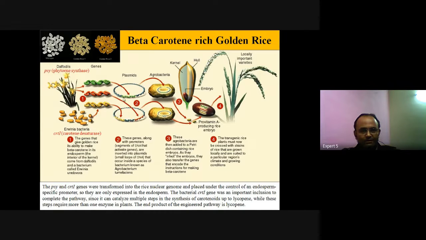Both genes are ligated to an appropriate vector, and then these vectors are transferred to the rice plant, where they express and induce the formation of beta-carotene. This means the plant has a high value of beta-carotene, and when a person ingests this plant, they obtain beta-carotene, which is a precursor of vitamin A.